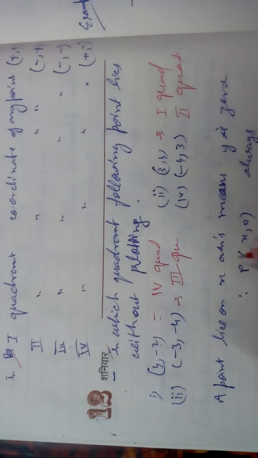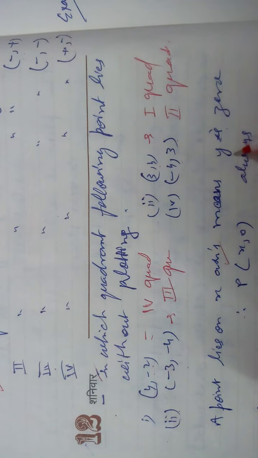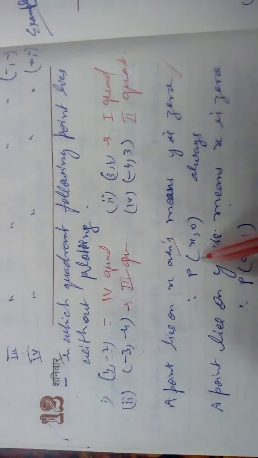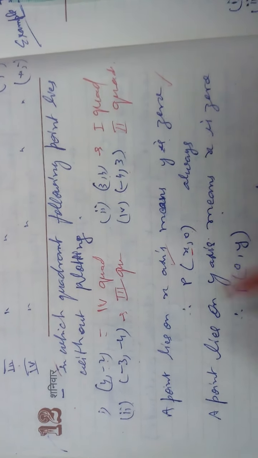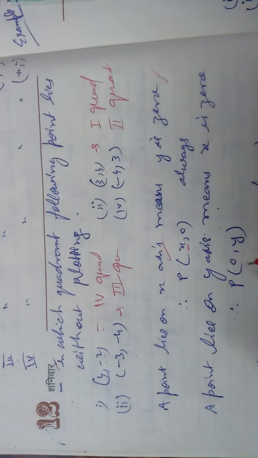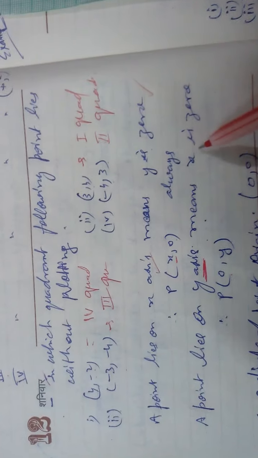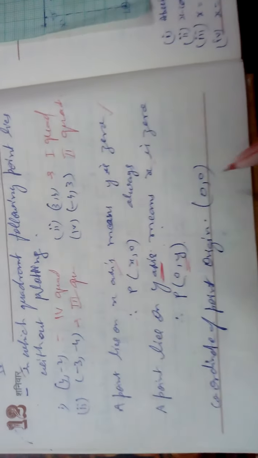Another thing: if a point lies on the x-axis, then y is 0. Any point on the x-axis is x, 0; y is always 0. If a point lies on the y-axis, then x will be 0, and the coordinate will be 0, y. And the coordinate of the origin is 0, 0.